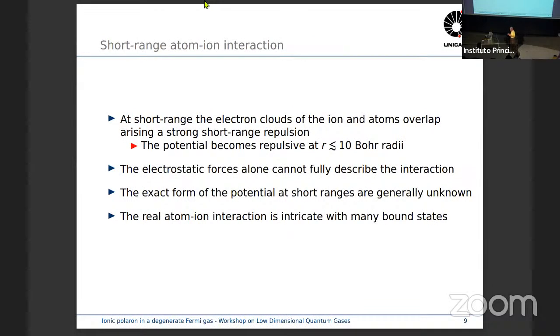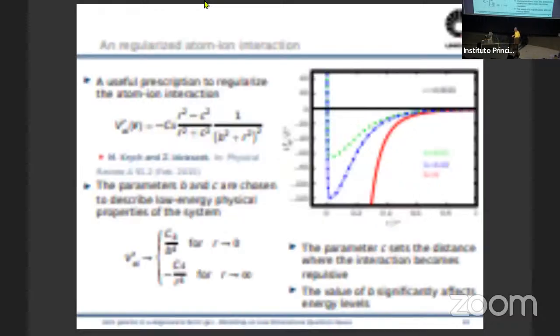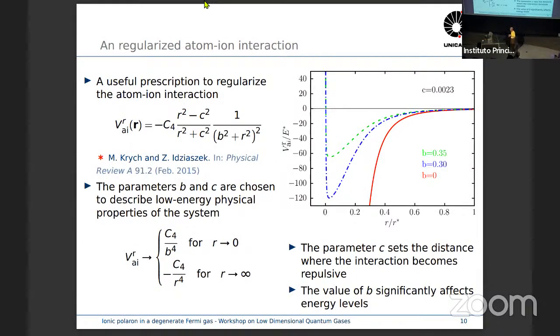polarization potential. At short distance, the electronic cloud of the ion and the atoms repel each other. This potential becomes repulsive at distances less than about 10 Bohr radii. Electrostatic forces cannot describe this type of interaction. The potentials at short distance are very intricate. Generally, they are not well known. So, in the calculations, people usually assume some kind of regularization for the potential.